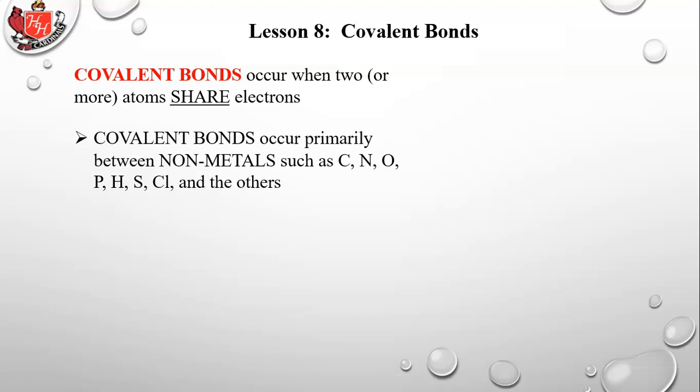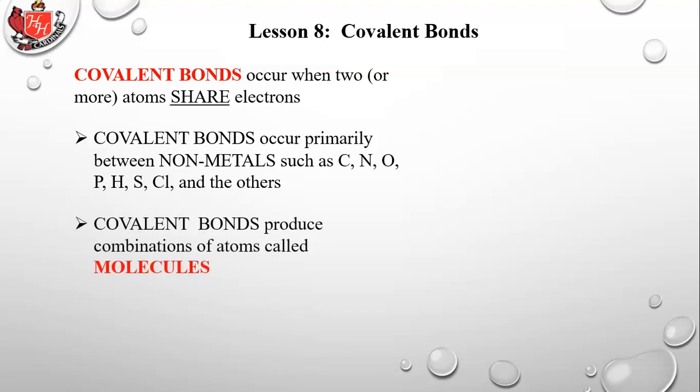Covalent bonds occur primarily between nonmetals. Those would be the elements in the upper right-hand corner of the periodic table. That would include carbon, nitrogen, oxygen, phosphorus, hydrogen, which is in the upper left-hand corner but is a nonmetal, sulfur, and chlorine, and others. Covalent bonds produce combinations of atoms called molecules. Ionic bonds do not form molecules, and we'll talk about the difference between the formula units that ionic bonds form and molecules that are formed by covalent bonds.